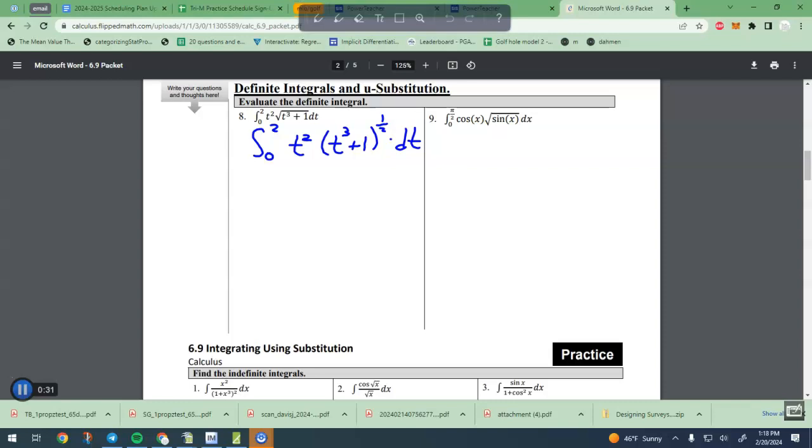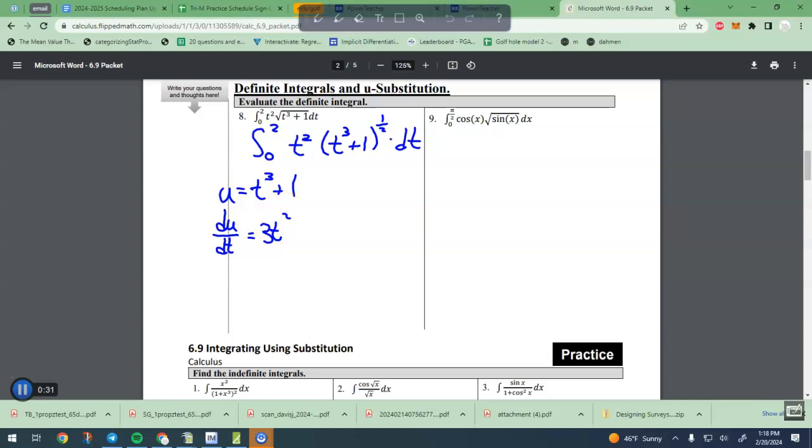So this part, if I took the derivative of it, I would need a chain rule. That means my u is in this somewhere, so that's my big guy, that's my little guy. So u is equal to t to the third plus 1. Then remember du, in this case du over dt, would be 3t squared.